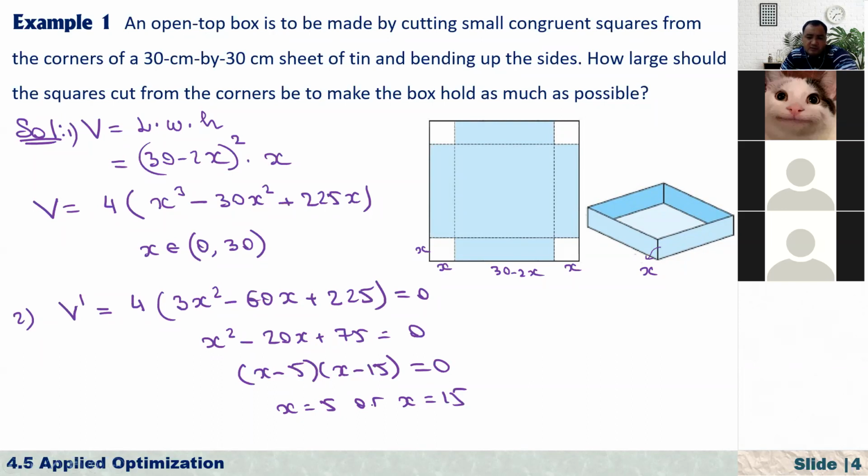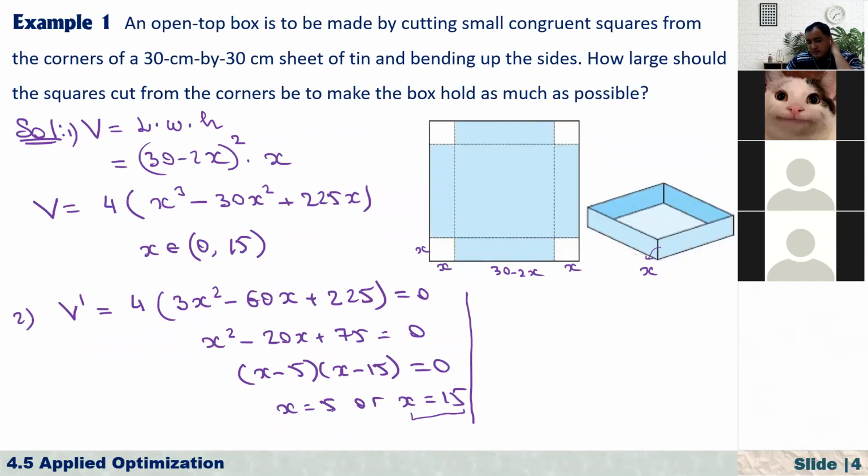So these are the critical points, right? The second step is now we need to find which one gives us maximum or minimum. Also, if you notice here, at x equals 15, the height will be just 0, right? So it's also not possible. This x must change between 0 and 15. It cannot be 30 here, right?